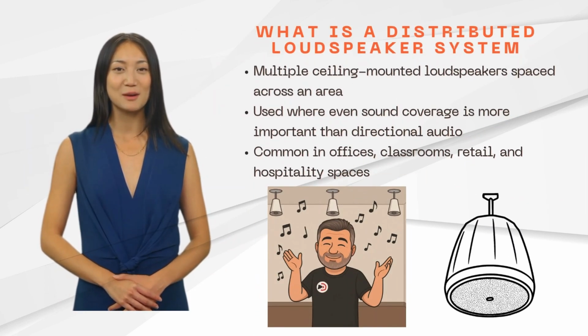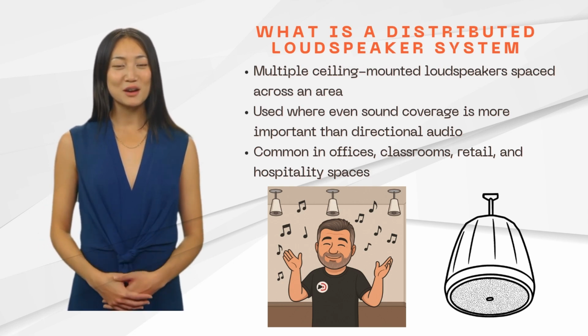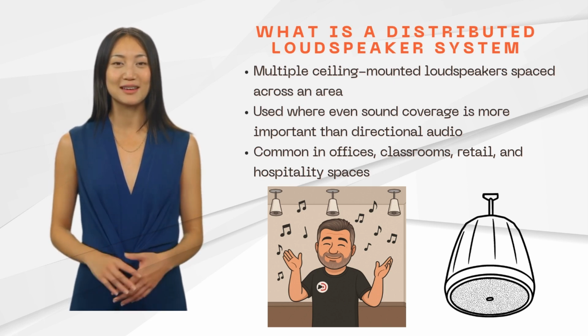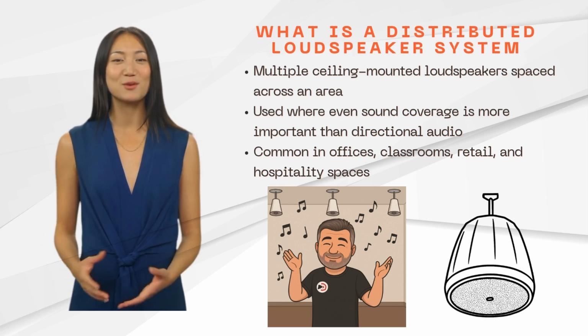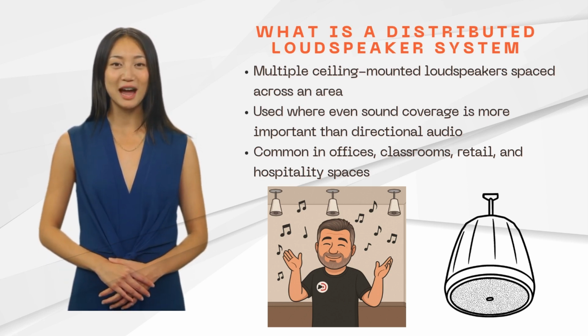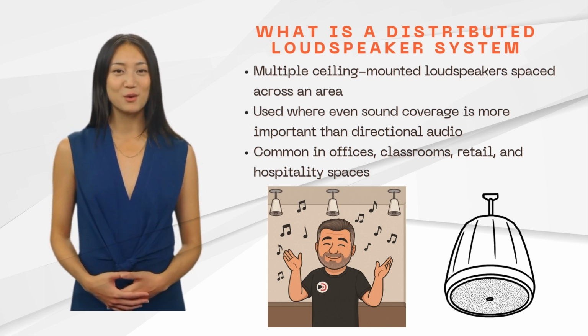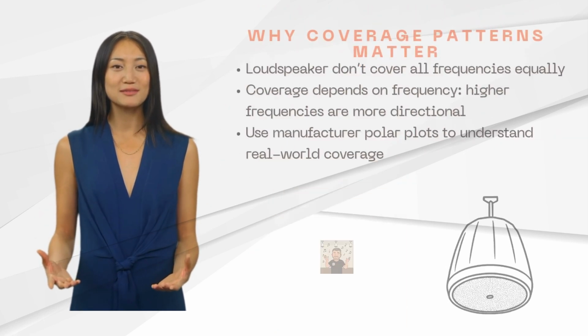A distributed loudspeaker system uses multiple ceiling-mounted speakers spread across an area. Instead of projecting sound from a single point, the goal here is to provide consistent, even sound coverage throughout the space. This approach is ideal in environments like offices, classrooms, or lobbies. Anywhere you want background music, paging, or general audio to be heard evenly from every seat or corner. It's not about directional sound, it's about uniform coverage.